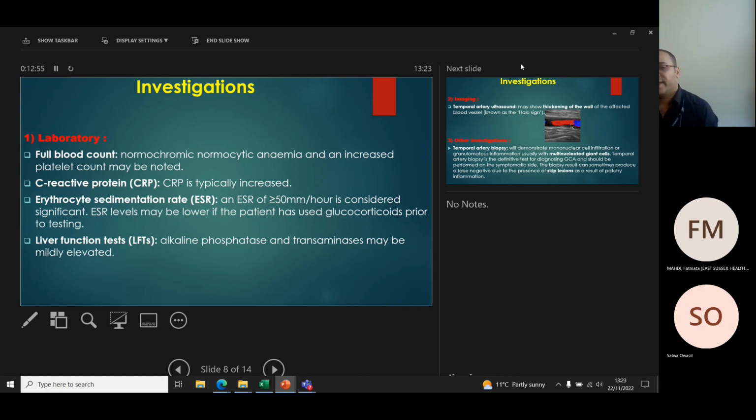LFTs: you can find that ALP and transaminases might be slightly high, but again, normal LFTs don't rule out GCA. But slightly high LFTs may support the diagnosis of GCA.